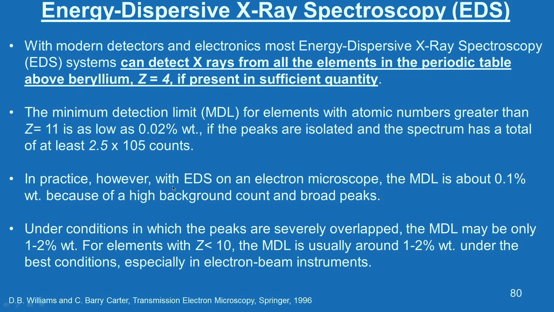In practice, however, with EDS on an electron microscope, the MDL is about 0.1 weight percent because of a high background count and broad peaks. Under conditions in which the peaks severely overlap, the MDL may be only 1 to 2 weight percent. For elements with atomic number less than 10, the MDL is usually around 1 to 2 weight percent under the best conditions, especially in electron beam instruments.